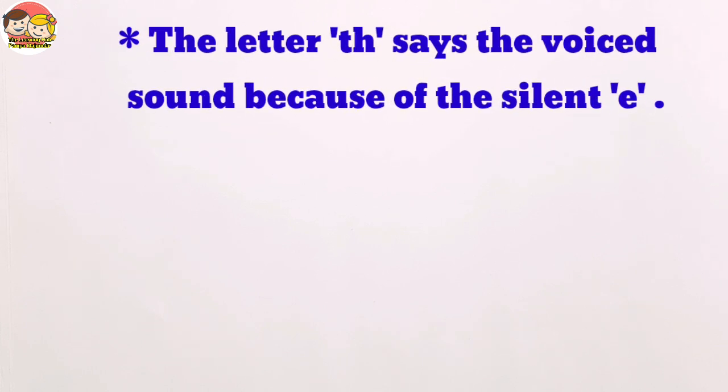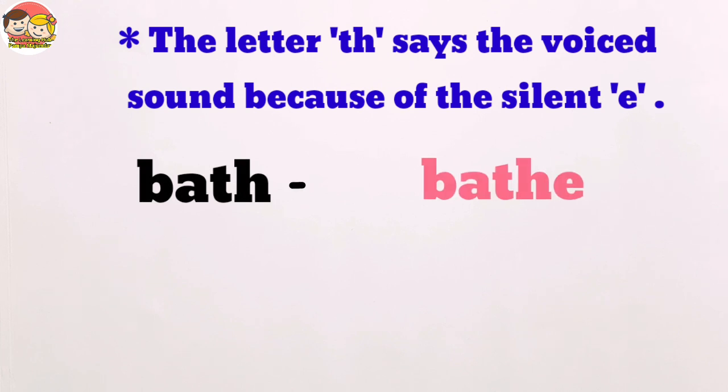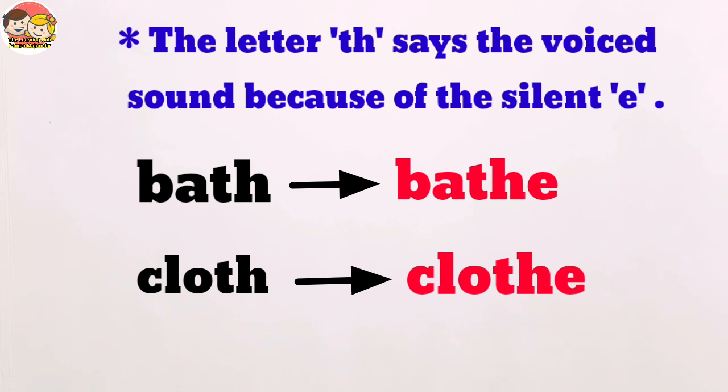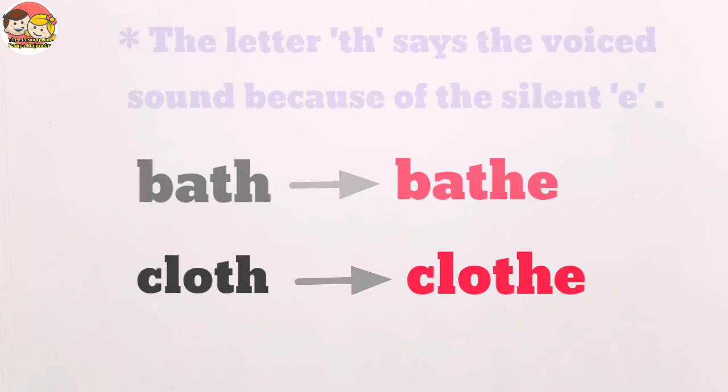The last one. The letter combination TH says the voiced sound because of the silent E, like bath, bathe, cloth, clothe. So when we want to change the sound of TH to the voiced sound, then we add the silent E at the end of the word. Then it says the voiced sound like bath, bathe, cloth, clothe.